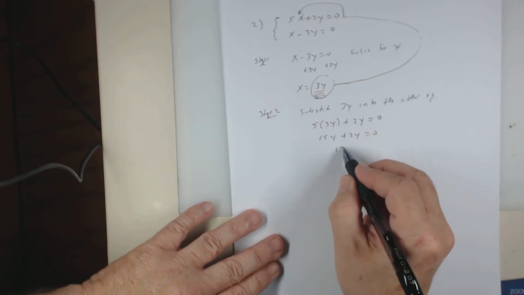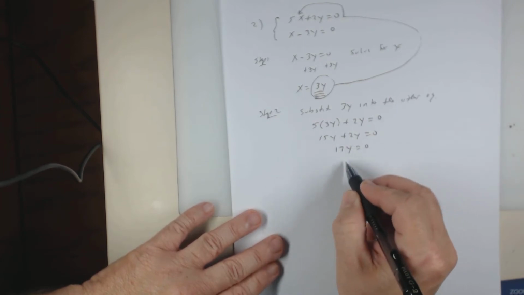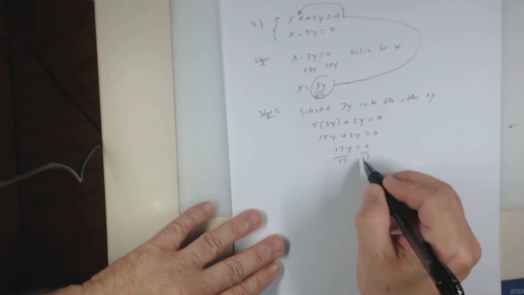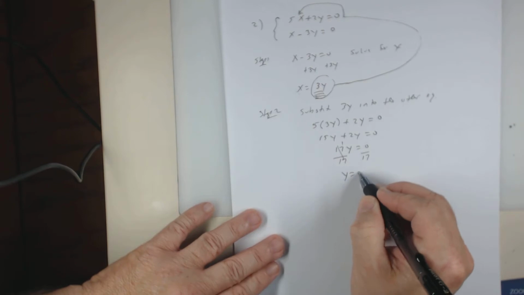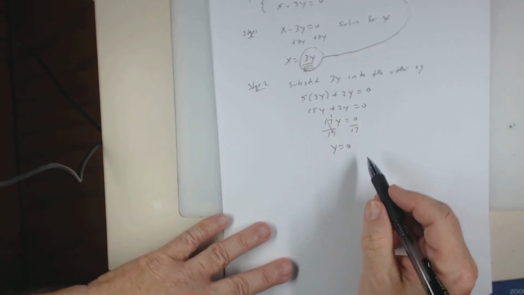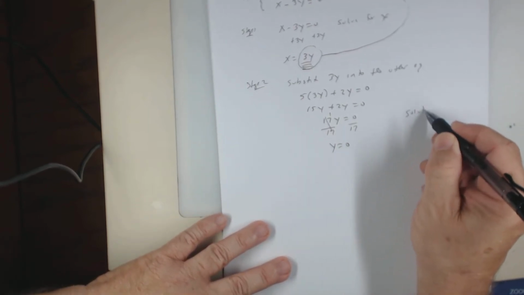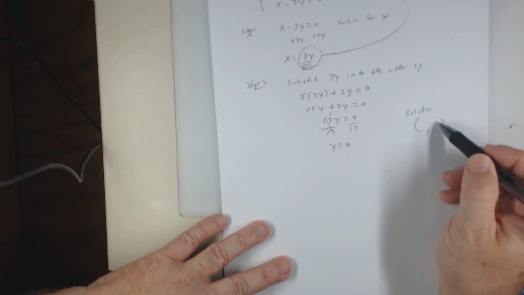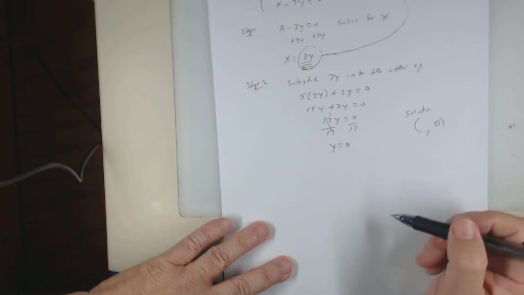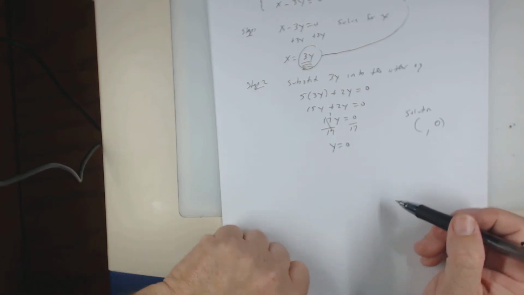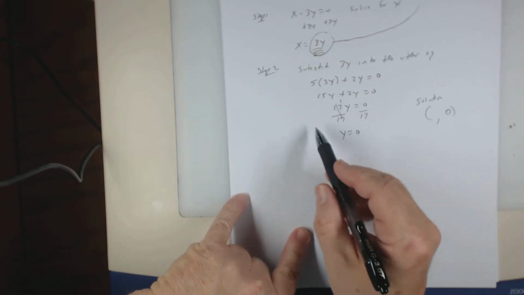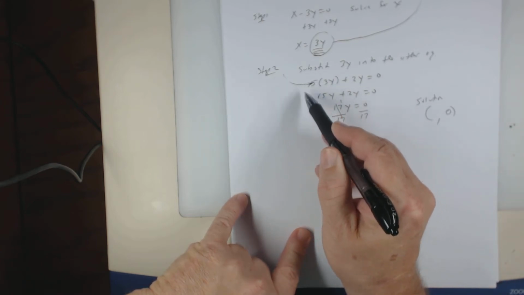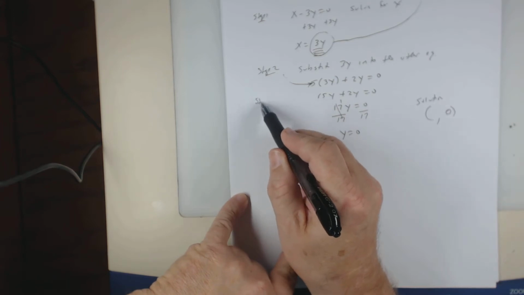What's this? So 17y equals 0, and I divide both sides by 17. What is y? 0. So y is 0. So my solution so far, as an ordered pair, where do I put this 0? On the second coordinate, because that's my y. Now I've got to solve for x. Now this right here was step 2.